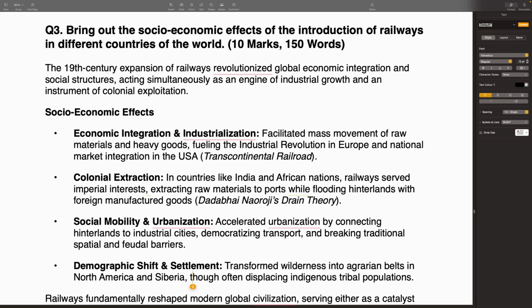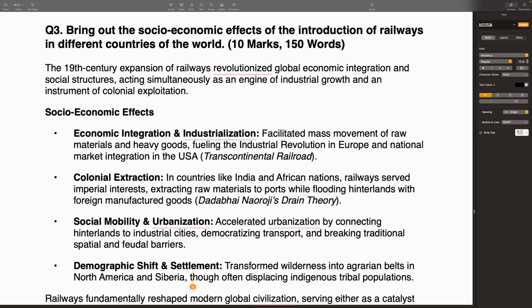Industrial Revolution in Europe and national market integration in the USA, the transcontinental railroad, and colonial extraction in countries like India and African nations. Railways served imperial interests, extracting raw materials to ports while flooding hinterlands with foreign manufactured goods. Dadabhai Naoroji's drain theory. It is taken from there.